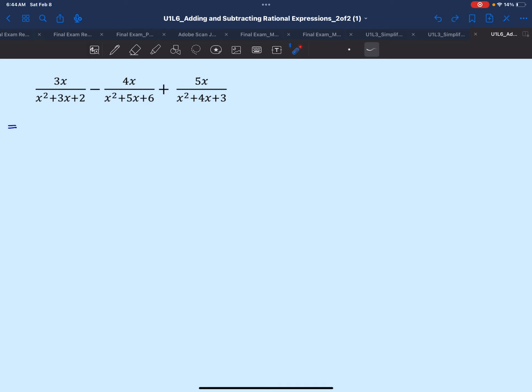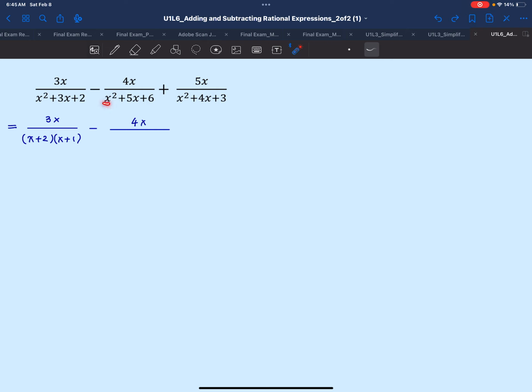So we have 3x over x squared plus 3x plus 2. With the denominator in factored form, we'll turn it into 3x over (x plus 2) times (x plus 1). And then minus 4x in the numerator and the denominator in factored form.